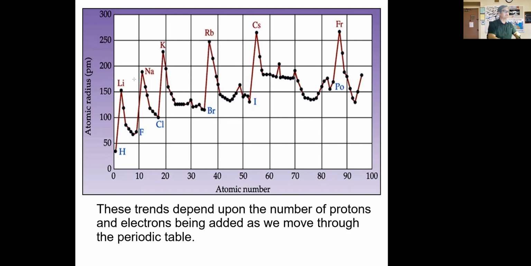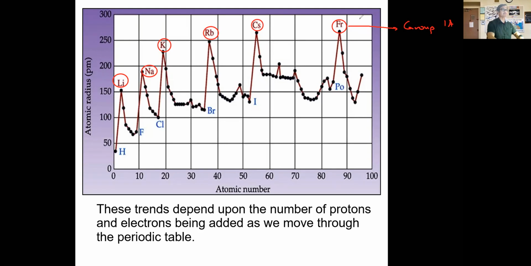the elements I have for you here are lithium, sodium, potassium, rubidium, cesium, and francium. These are all, and hopefully you recognize this, group 1A elements. And if you notice here, the trend generally does get bigger and bigger as you go down group 1A. So you start out here with lithium being the smallest of group 1A, and then it gets bigger as you get to francium.